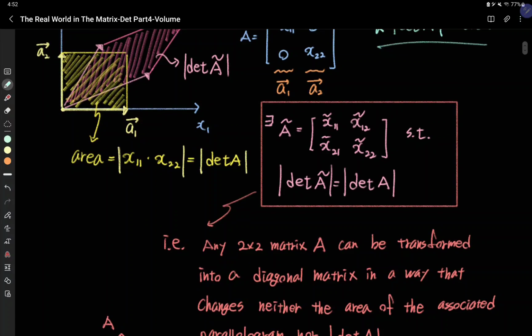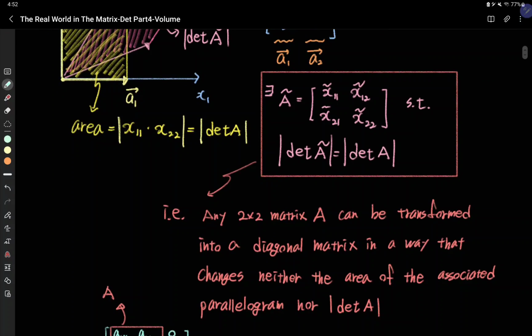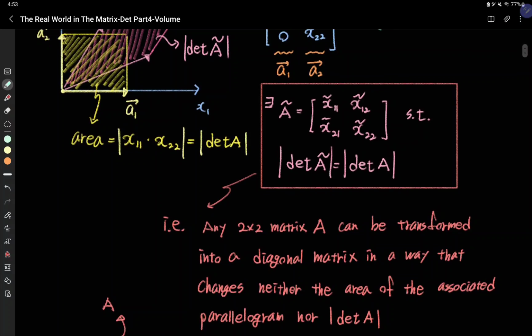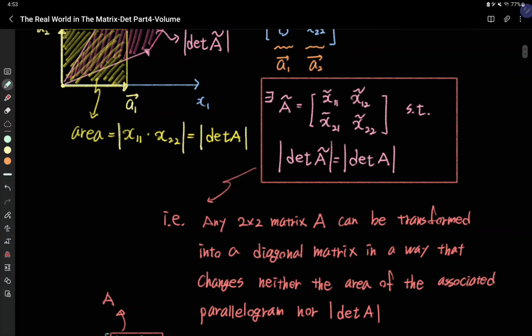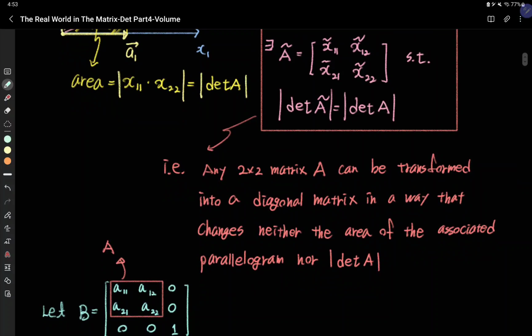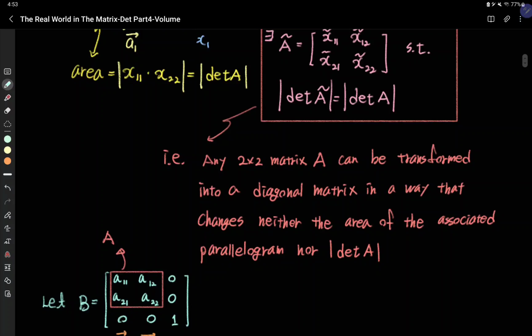So what that means is that any 2 by 2 matrix A tilde can be transformed to the diagonal matrix, but that transformation will not affect the area of the associated parallelogram nor the absolute value of determinant A. So why do we mention the area of the associated parallelogram here? Just take a look at this.